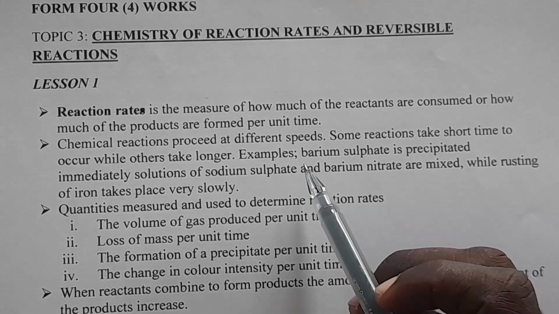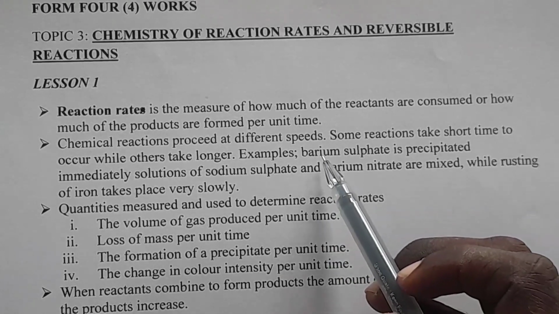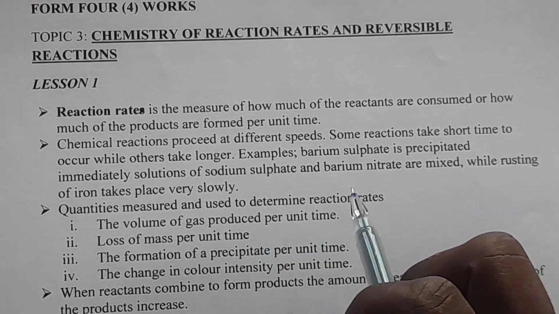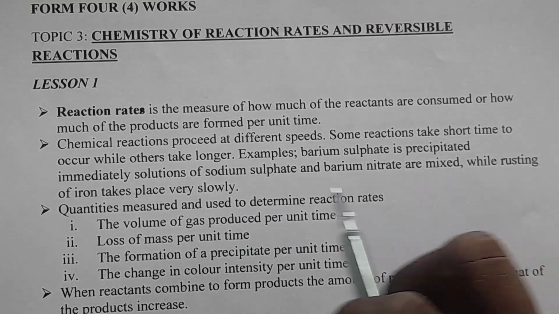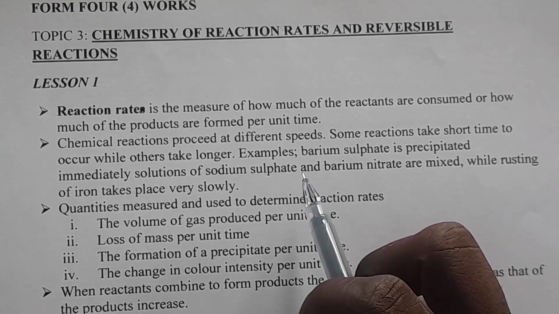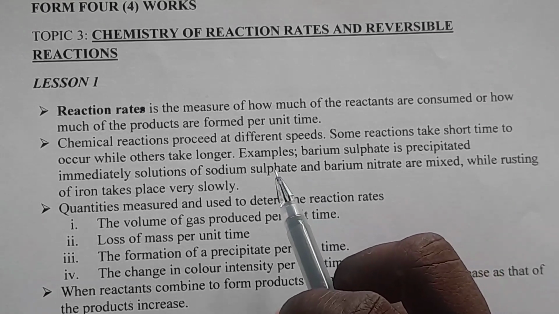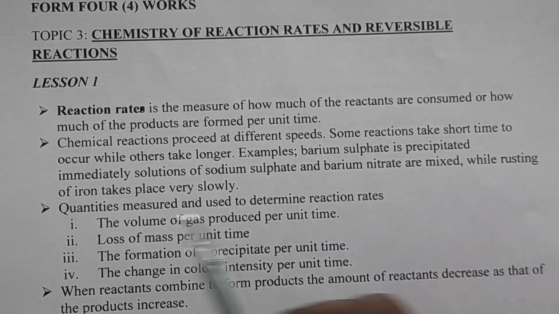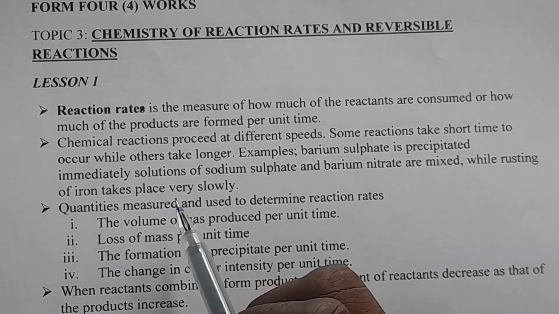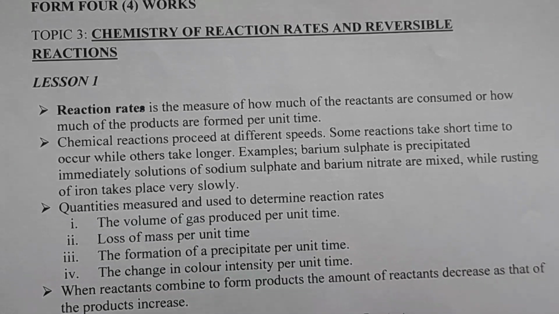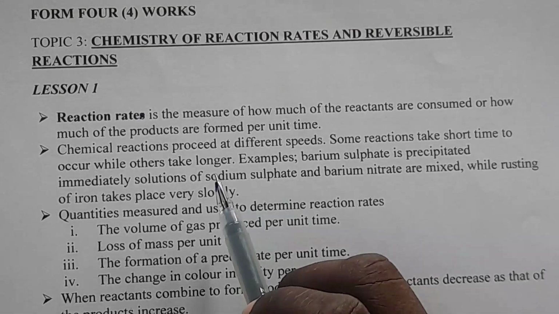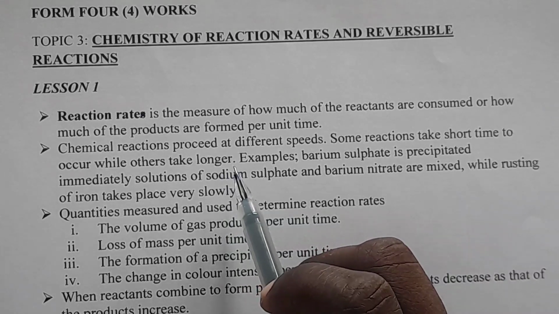Example, we are told barium sulfate is precipitated immediately when solutions of sodium sulfate and barium nitrate are mixed. So in other words, precipitation reactions take place at a higher speed. Next, we are told rusting of iron takes place at a very slow speed. That means rusting of iron proceeds at a slow speed.